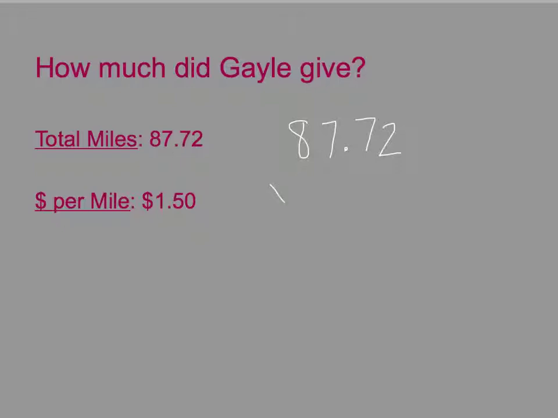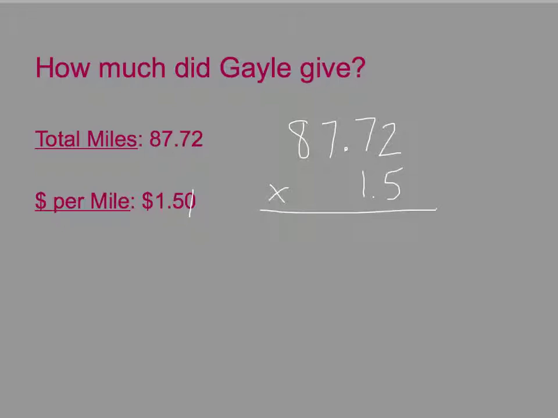To make this multiplication problem a little bit easier, I'm going to just ignore that 0 on the end. It's not going to change the value of my number. 1 and 50 hundredths is the same as 1 and 5 tenths. That's kind of a fluff 0 there. It's just going to give me one less number that I have to multiply out.